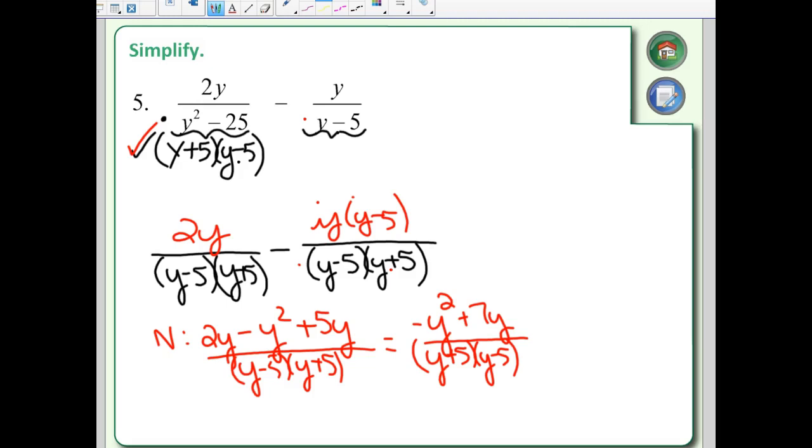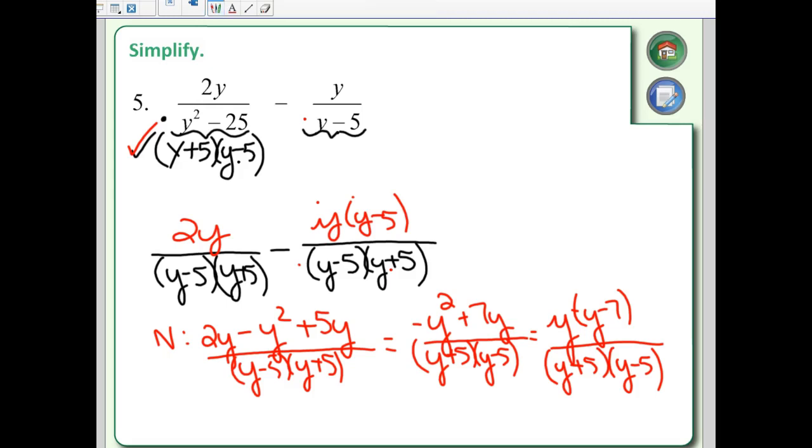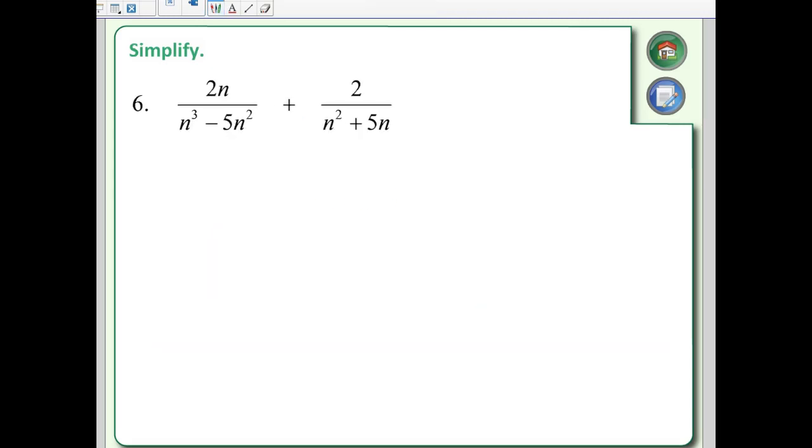And hopefully you realize we have a GCF now. All right? So we're going to have to factor out a y. Let's factor out a negative y, and then we're going to have negative y minus 7 all over y plus 5, y minus 5. Okay, it gets a little bit hairy when we've got those binomials in there.